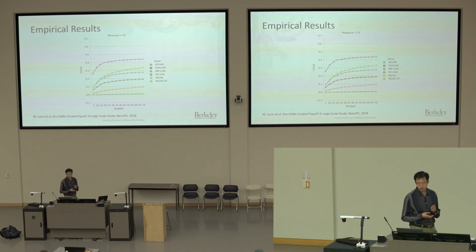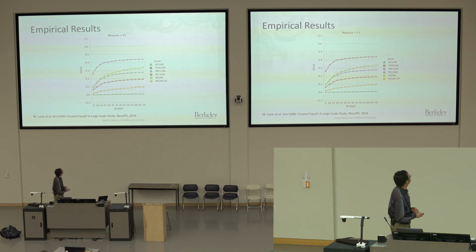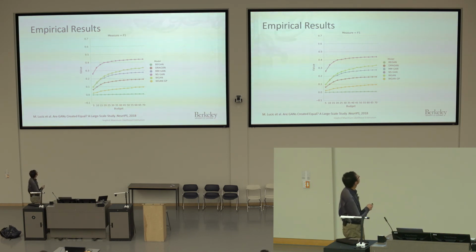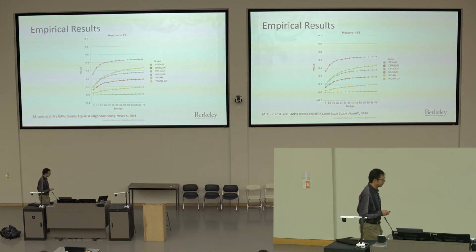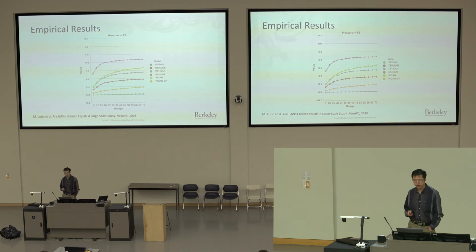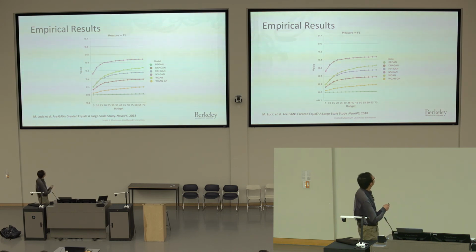Okay, so let's take a look at some empirical results here. This is looking at the F measure, which is the harmonic mean between the precision and recall. On the horizontal axis, you see the number of hyperparameter settings that you tried, so this is the hyperparameter training budget. These different curves all correspond to different variants of GANs. As you can see, the more time you spend on tuning hyperparameters, the better and better performance you get.